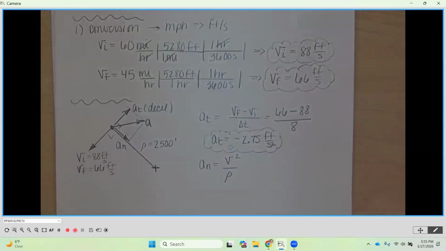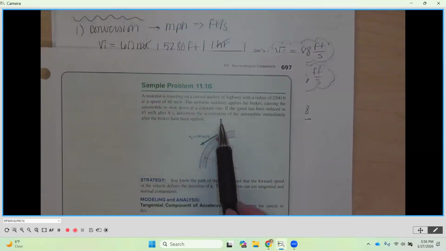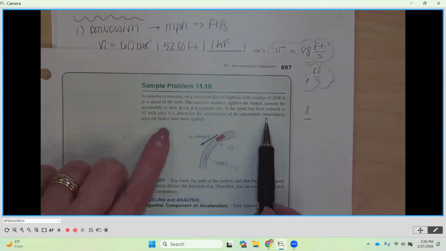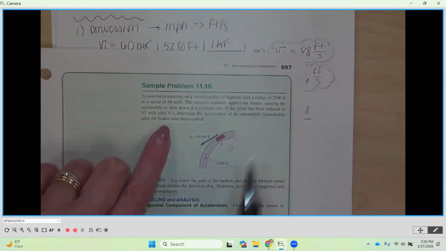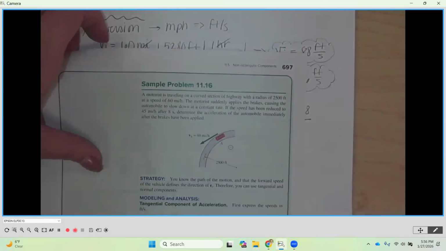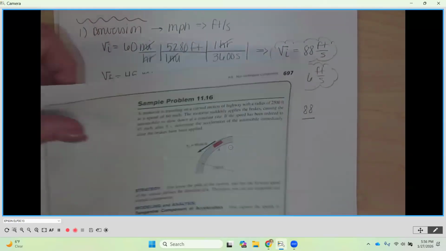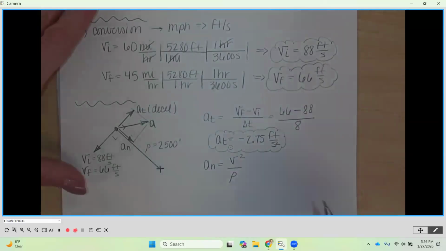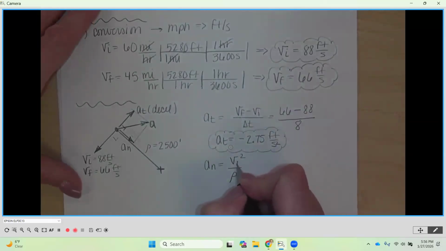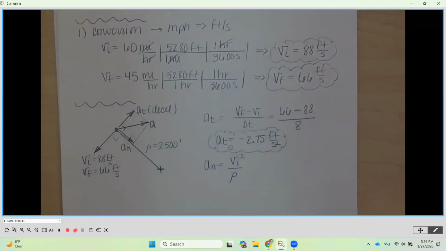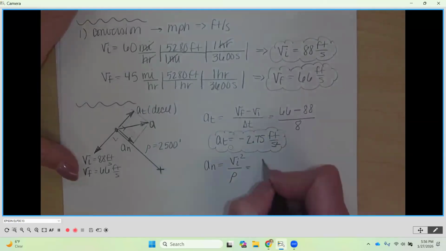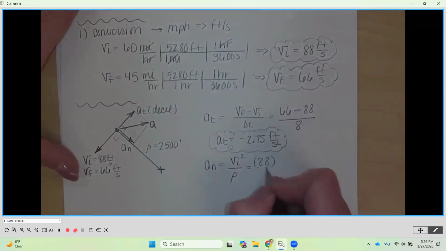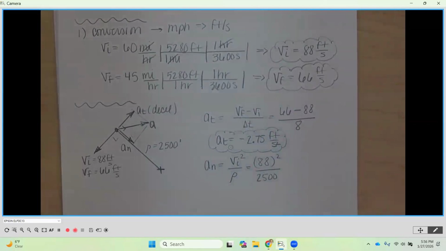So the problem says they want us to determine the acceleration of the vehicle immediately after the brakes have been applied. So that means that it's the initial velocity that we're going to use. So it's going to be the 88. Okay, so it's because it's right at that point when we start applying the brakes. So we're going to put the I here. Okay, so that means we're going to use 88. Don't forget to square it and divide by the 2,500 feet.